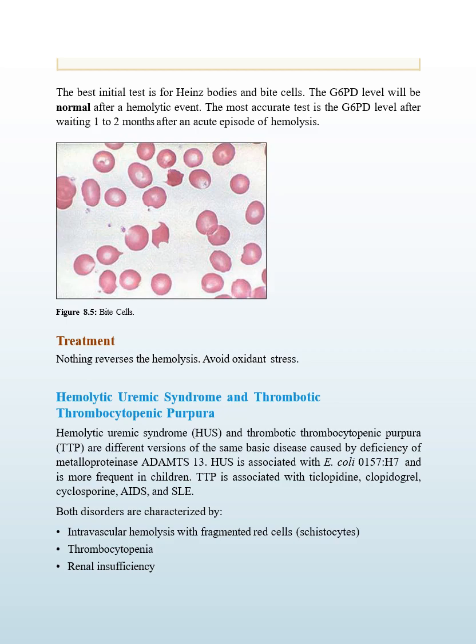TTP is associated with ticlopidine, clopidogrel, cyclosporine, AIDS, and SLE. Both diseases present with 1, intravascular hemolysis with fragmented red cells, which are schistocytes, 2, thrombocytopenia, 3, renal insufficiency. Let's go to the next slide.